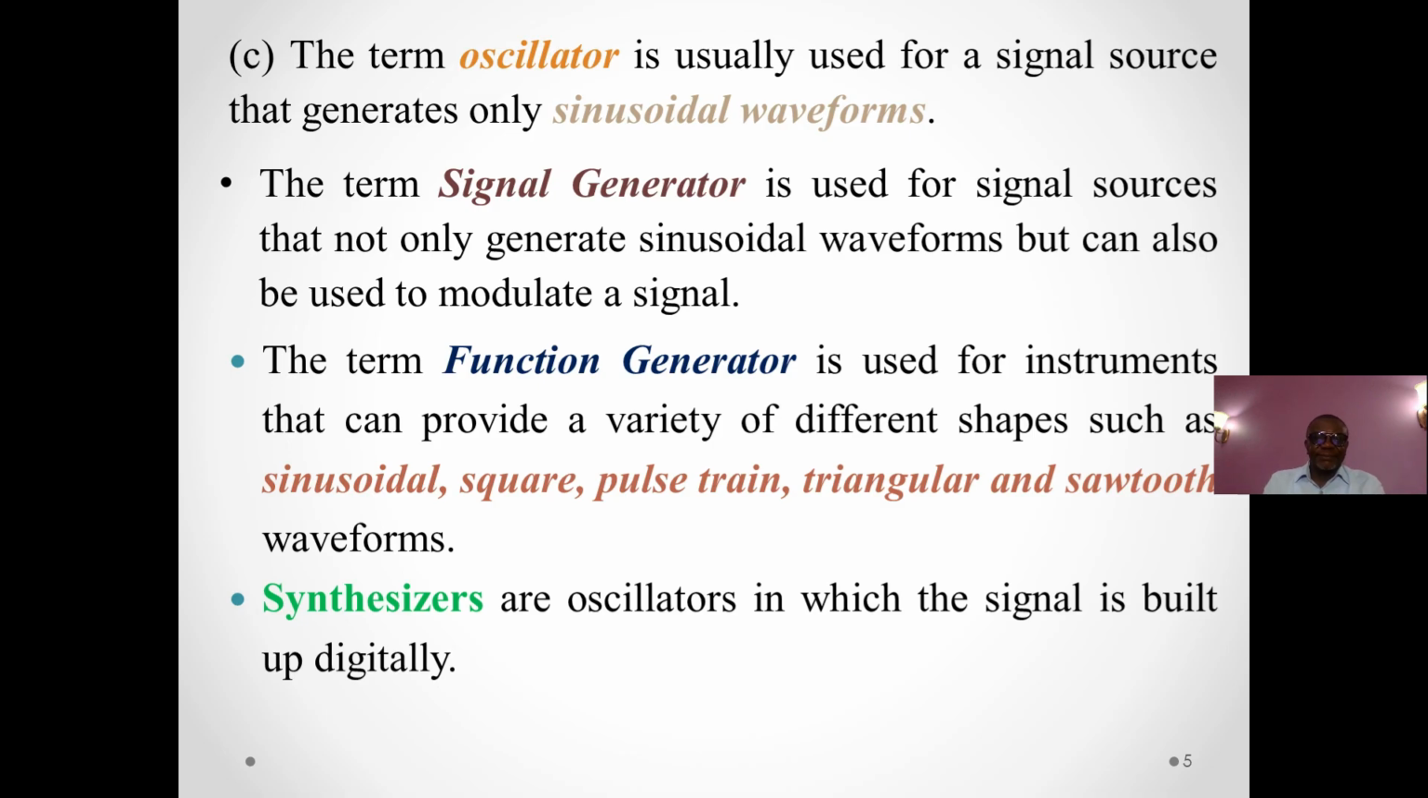And finally, you have those equipment you call synthesizers. And we say that they are oscillators in which the signal is built up digitally. So the other ones will give you mainly analog signals, but a synthesizer will give you these waveforms in form of digital output.